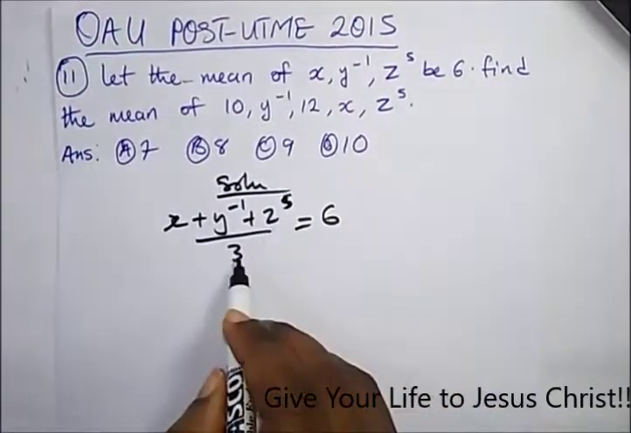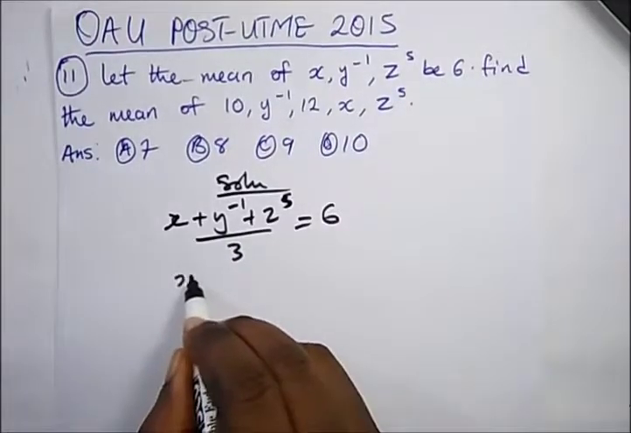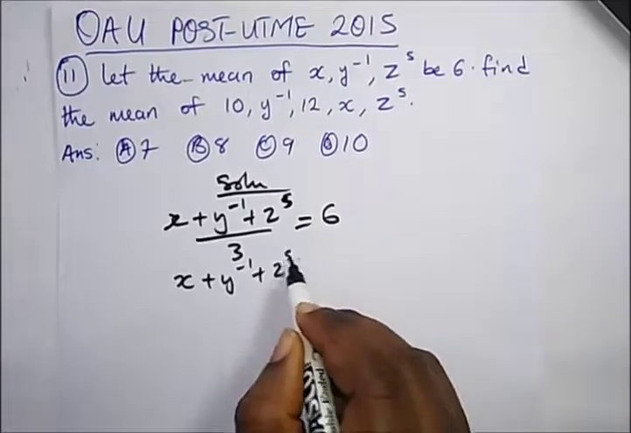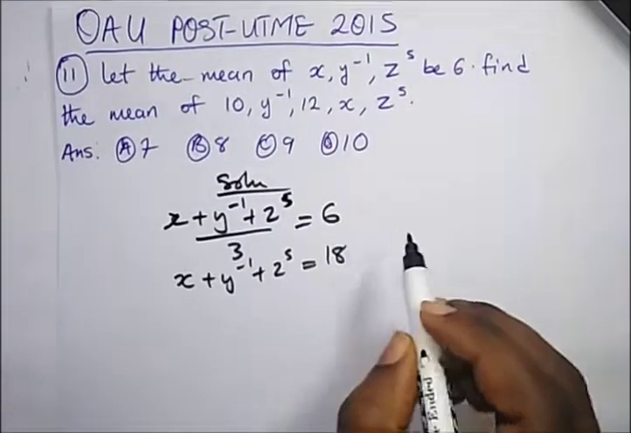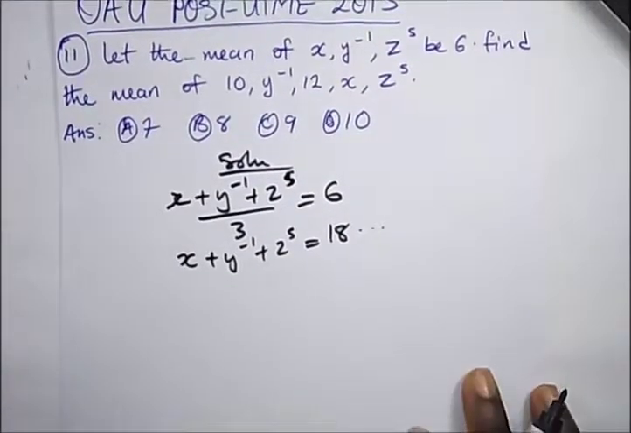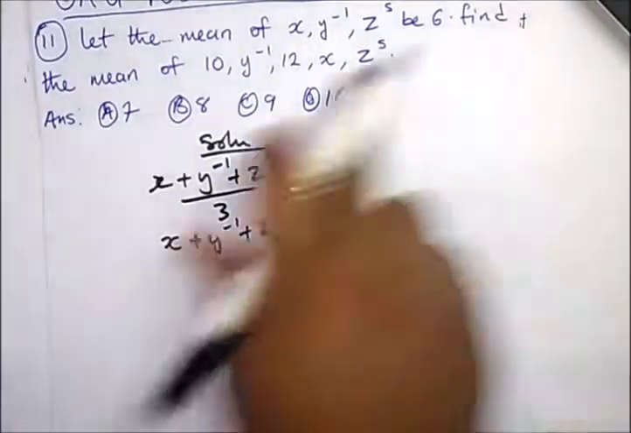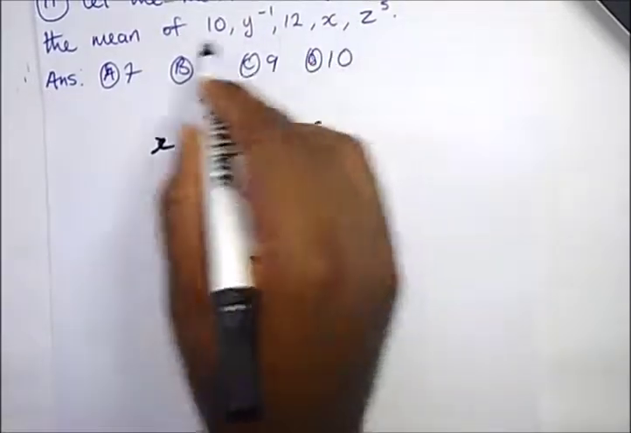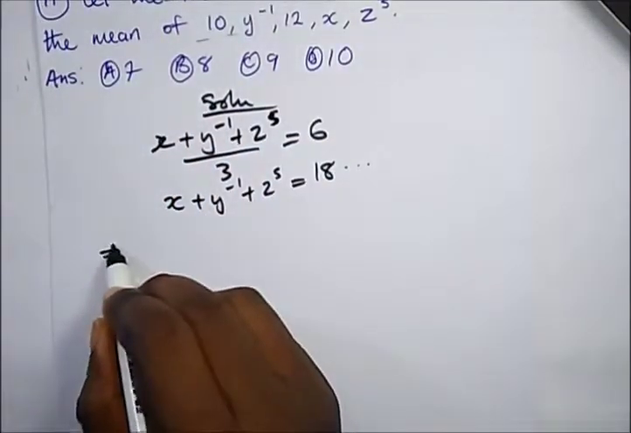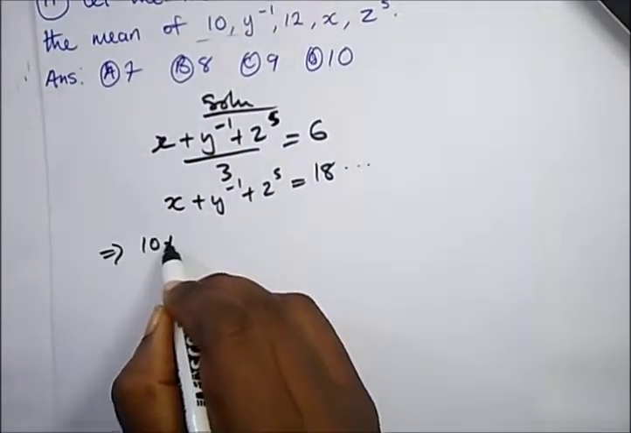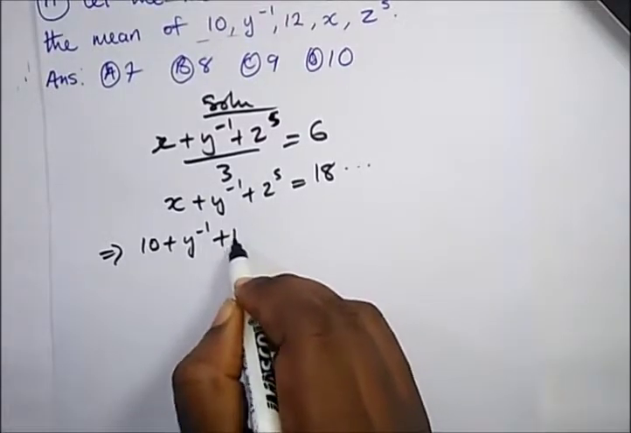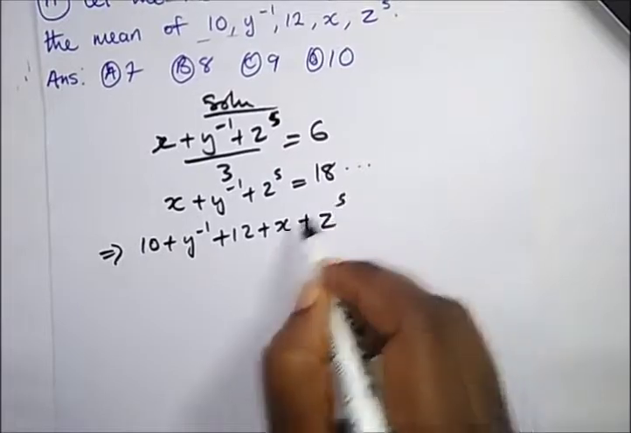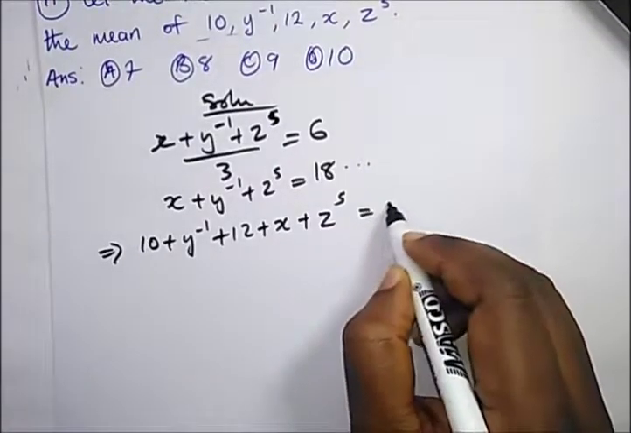6. Okay, where this can multiply this, and we're left with what? X plus y raised to power 1 plus z raised to power 5 equal to what? 18. Okay, let's just keep this equation one side. Now it says find the mean of this. So let's look for the mean of this, which would be 10 plus y minus 1 plus 12 plus x plus what? Z raised to power 5 equal to, we're looking for the mean.